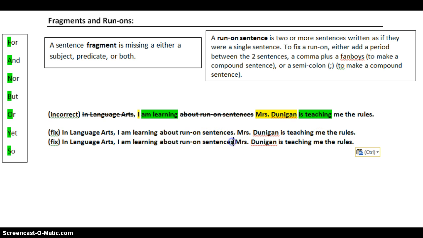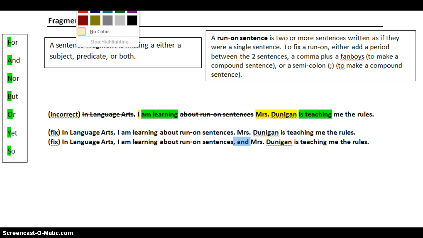I can go up here, and instead of putting the period, I can choose to do a comma plus one of the fanboys. So, in language arts, I am learning about run-on sentences, and Mrs. Dunnigan is teaching me the rules. If I join it with a comma fanboy, that is going to be the perfect fix, along with, up here, the period. It's no longer a run-on, it's now a complete sentence.